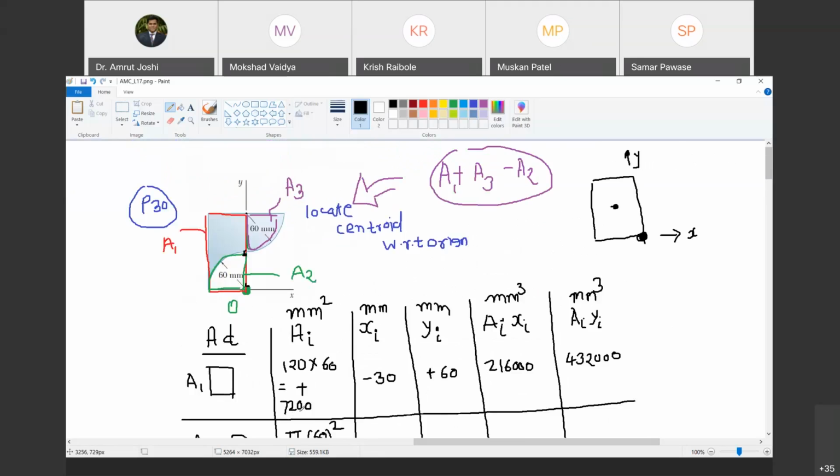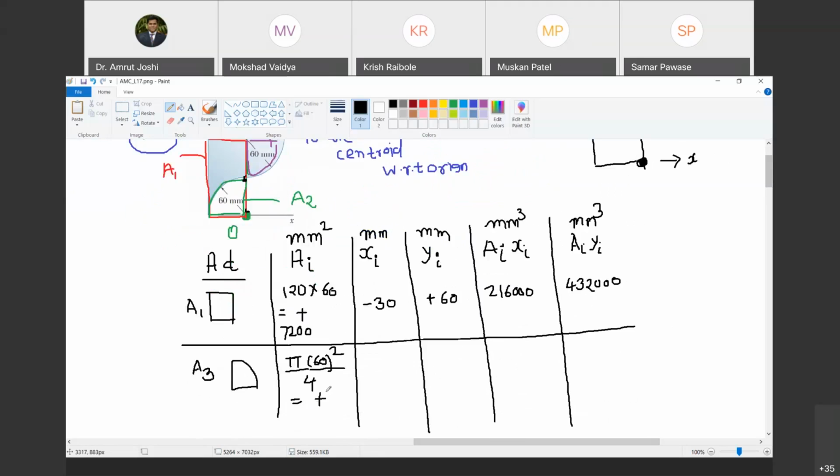Sir, in the first one, 2000. xi will be negative. Yes, you are right. So this is negative. Thanks for the correction. Moksha, tell me, how much is this? Sir, 2827.43. Okay. Now what is the value of xi and yi?